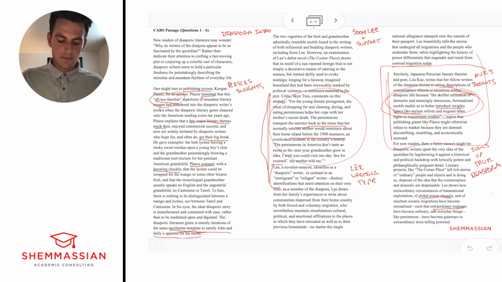So give it a try, give it some practice, see how it works out for you, and just know you can have it in your arsenal of useful methods for CARS passages. And good luck with all the studying.